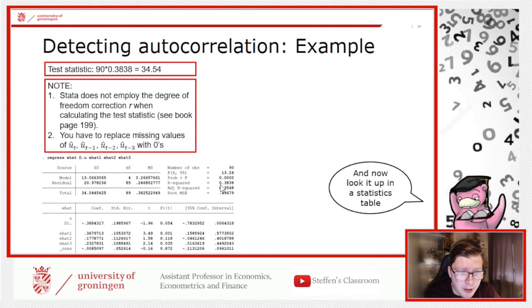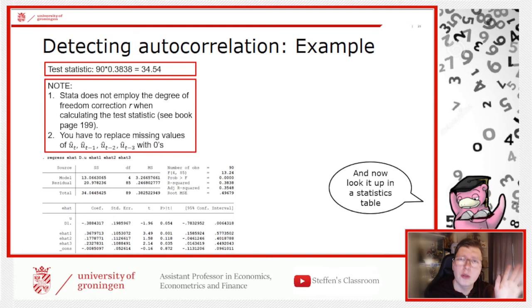0.3838. Now, there are a few very important notes here. First, Stata actually does not apply this degrees of freedom correction, so it doesn't subtract these 3, so it just says 90. That's very annoying. And second, you have to actually replace missing values with zeros. This is something I just figured out how to do in practice. So if you want to do this manually, you would have to do this. That's very annoying. But of course, you can just use the estat bgodfrey command as a shortcut here.